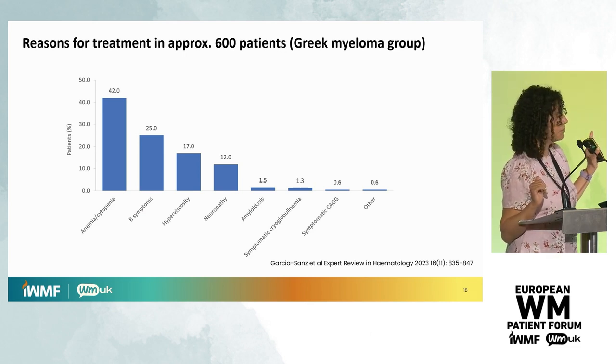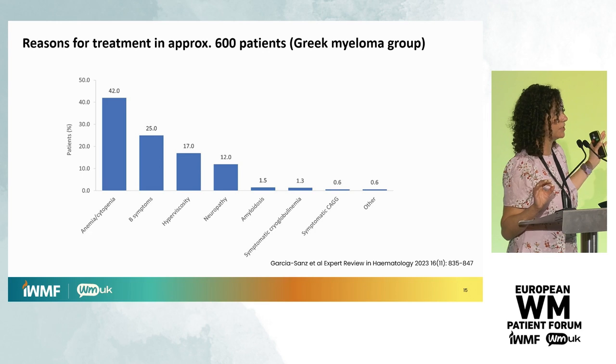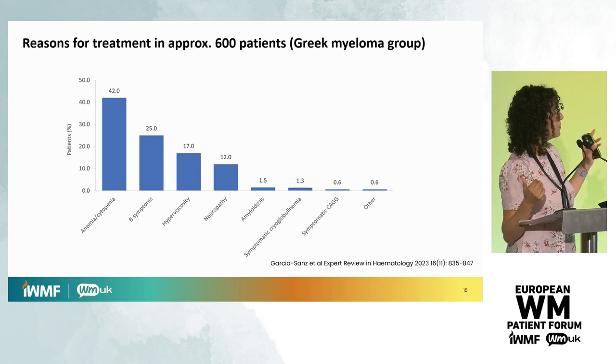And you can see that the most common, you probably can't see the reasons at the bottom, but on the left-hand side, 42% of patients, when they first needed treatment, had low blood counts, in particular anemia, so the low red blood cells causing the tiredness and shortness of breath on exertion. So that was the main reason for treatment for just under half of the patients.